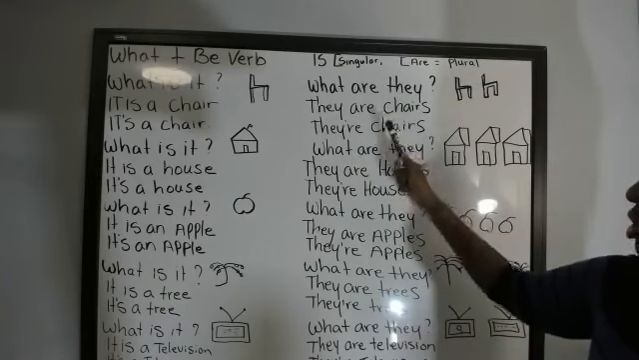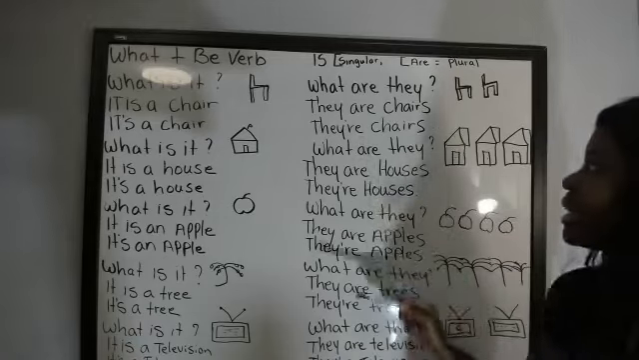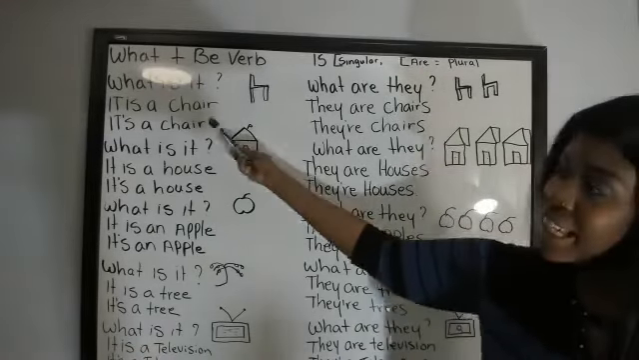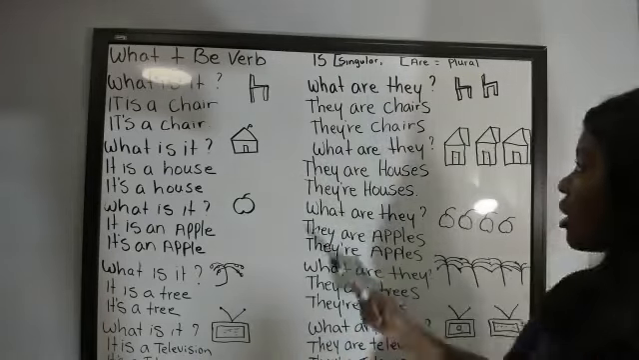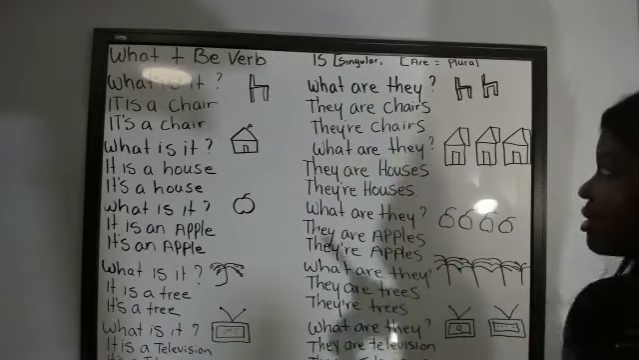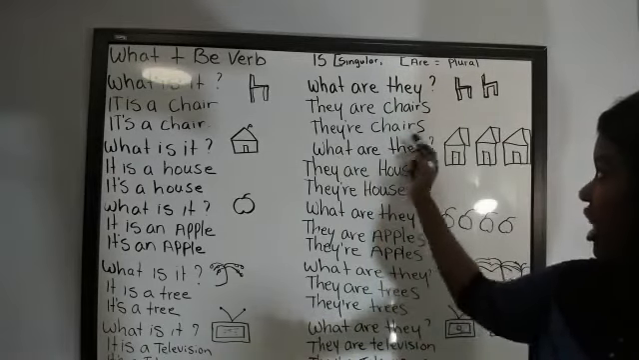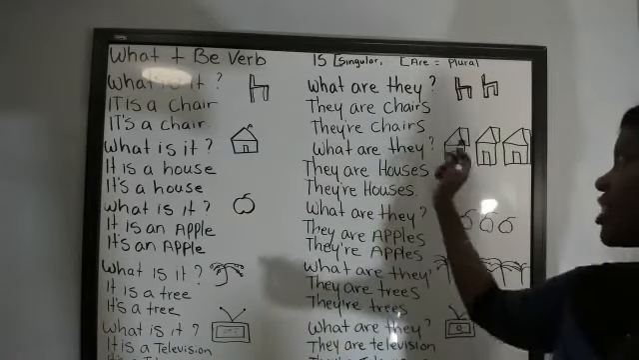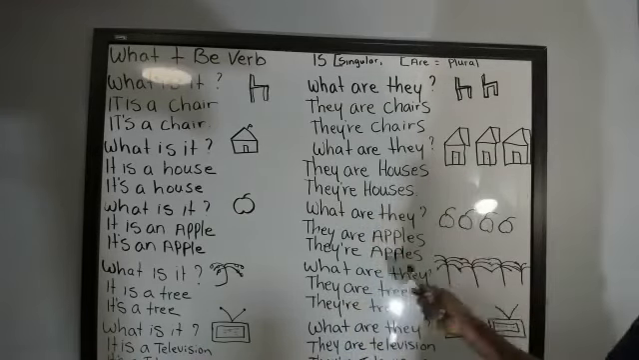What are they? They are chairs. All right. You need to add an S because it's plural. Over here, you don't have to because we only have one chair. They are chairs. Or you can do the contraction and say they're chairs. What are they?